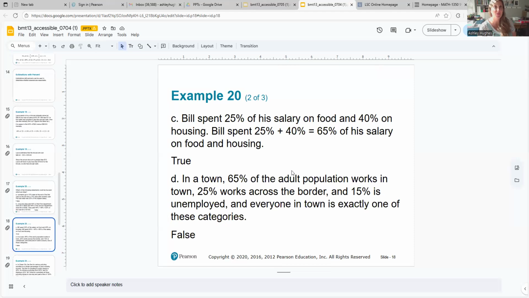Well, do the percentages add up to 100? If I add 65 and 25, that puts me at 90. And if I add the 15, I'm at 105. Okay, this is greater than 100. So that means there must be some people that are overlapped in those groups. It won't make sense to get 105%.